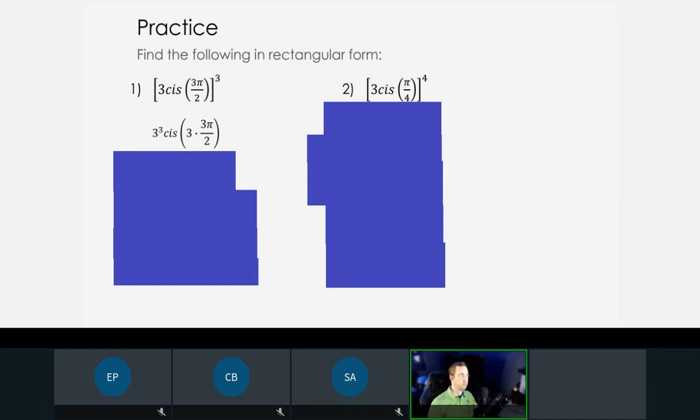And then we do 3 cubed is what? What's 3 cubed? 27 maybe? 27, yep. And then 3 times 3 pi over 2 becomes what? 9 pi over 2. Yes, this is starting off so easy, right?